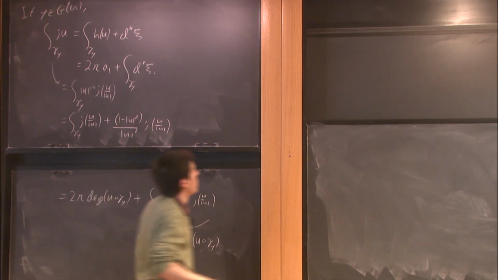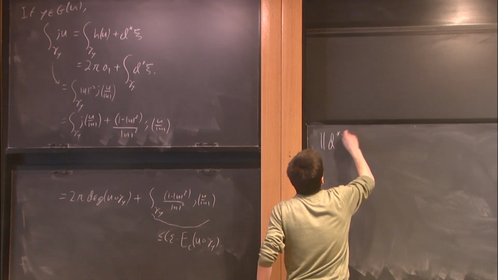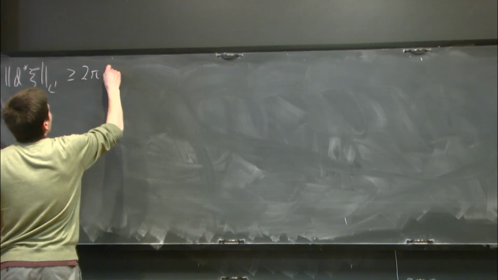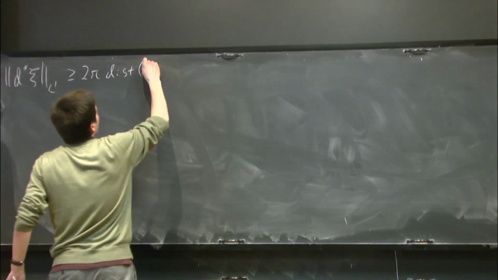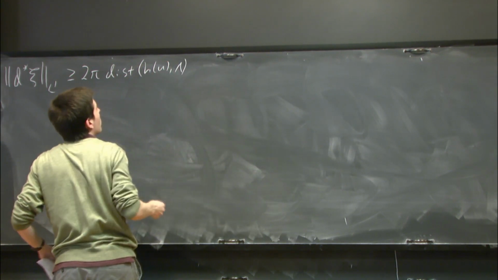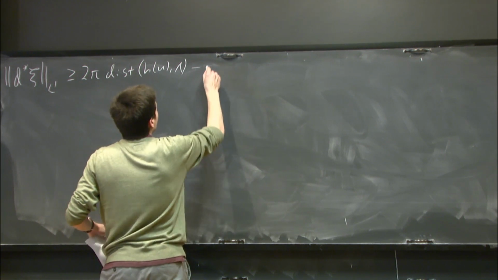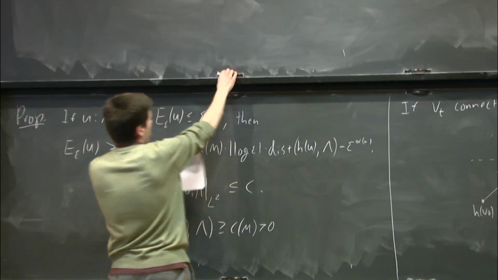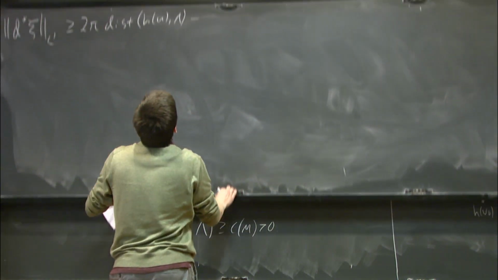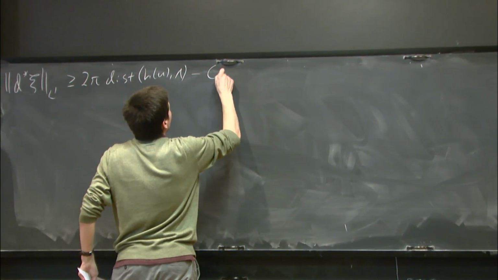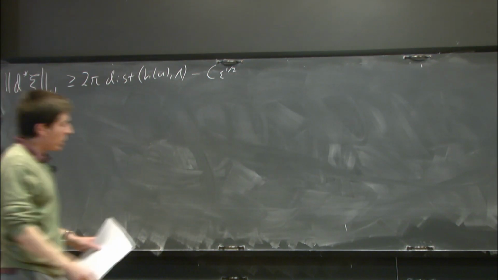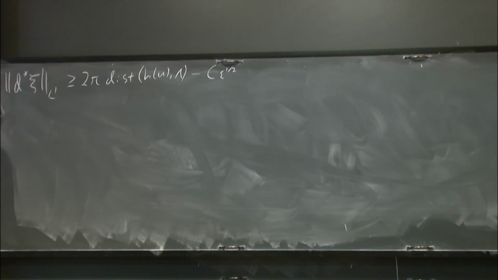We get the following. We get that the L1 norm of the coexact part is going to be bounded below by 2 pi times the distance of h of u to the lattice, and then minus possibly some epsilon times our total energy. But recall we're assuming that our energy is bounded above by epsilon to the minus 1/2. So we get minus c epsilon to the 1/2 here, something small. Okay? All right, so we wanted some extra log epsilon blow up in our energy. We have an L1 bound on the coexact part of this Hodge decomposition.